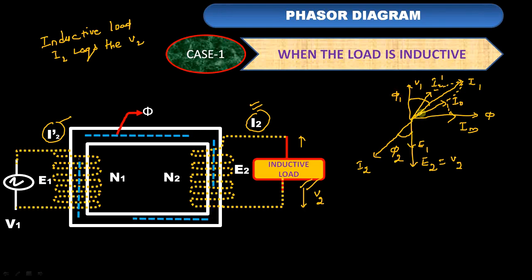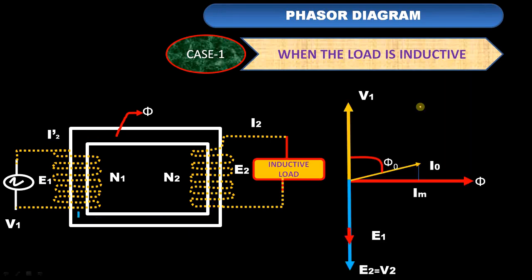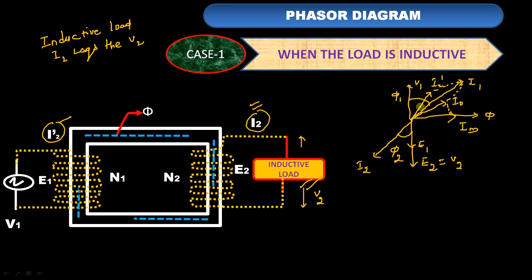Angle of phi 1. Okay. This is the phasor diagram of a transformer when the load is inductive. For more clarification, we will see. This is the phasor diagram of a transformer under inductive load.